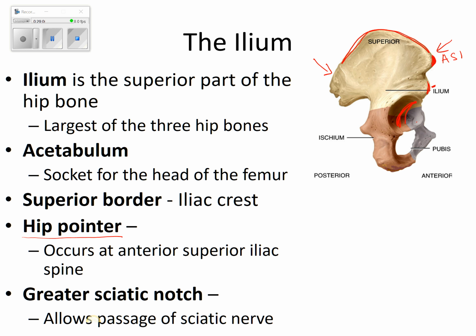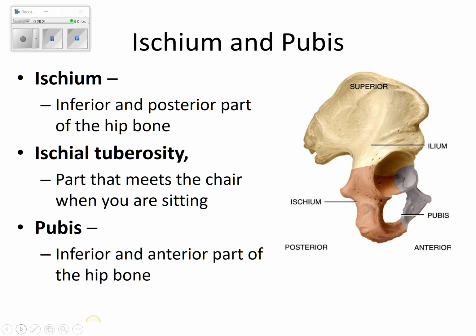Hip pointer, when you have the pelvic girdle together, of course the hip pointer occurs at the anterior superior iliac spine. The greater sciatic notch is right here. Okay, that allows the passageway of the sciatic nerve. You have your ischium bone, which is the inferior and posterior part of the hip bone. The ischial tuberosity, of course, is this roughened area here. Okay, that's the part when you sit down in your chair. That's the part that you're actually sitting on.